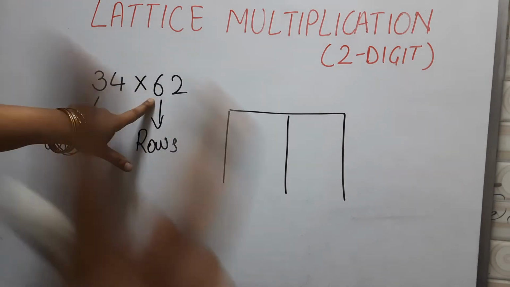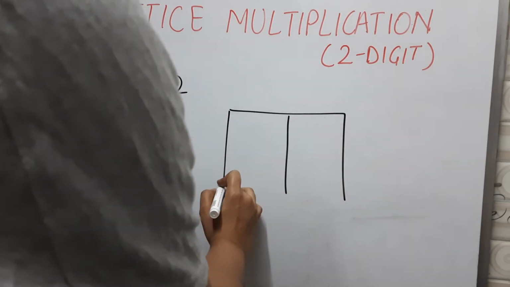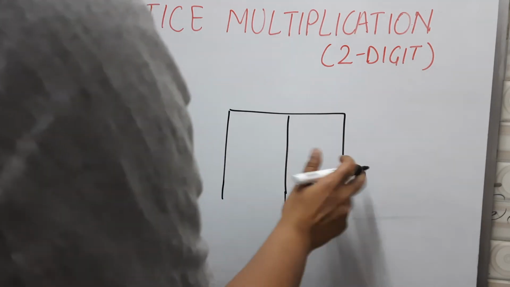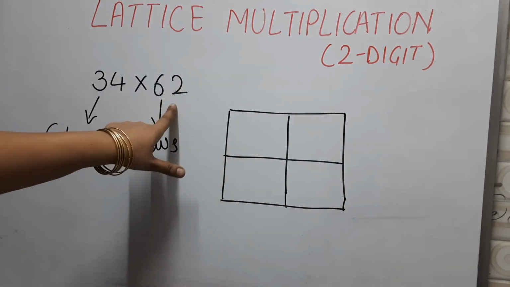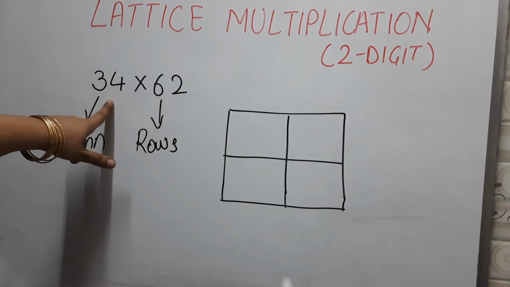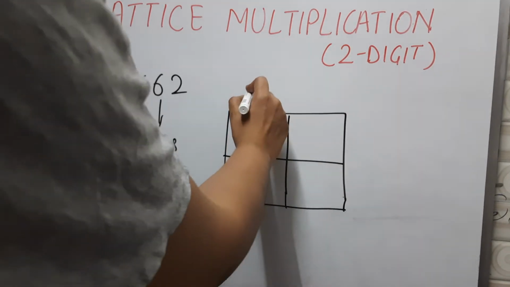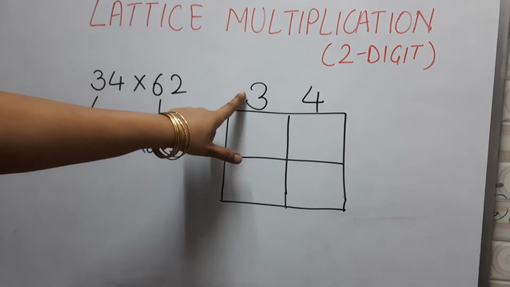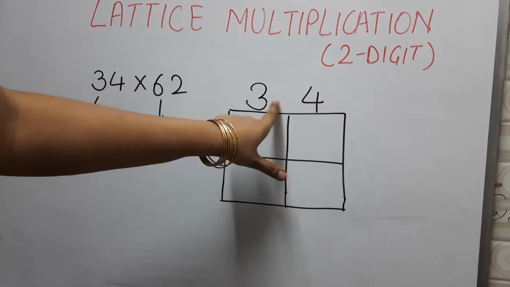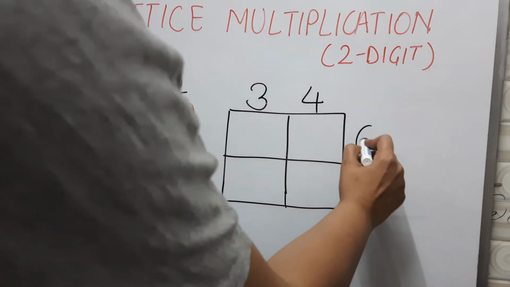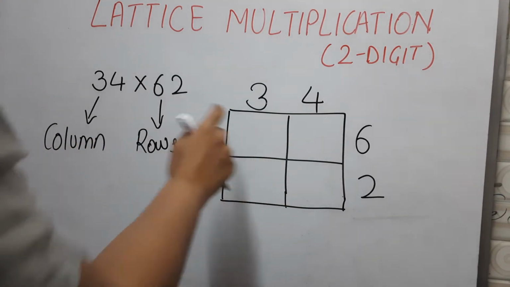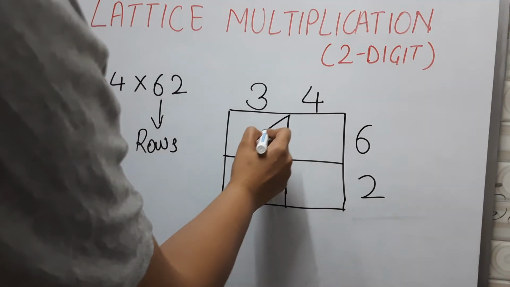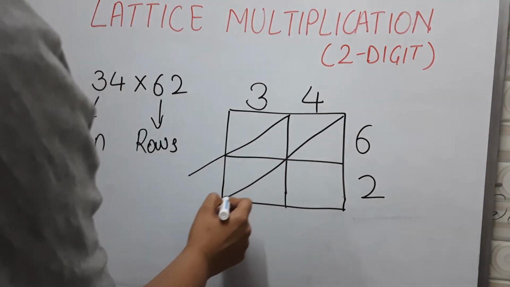Columns are vertical. Now here I have a 2-digit multiplier, so my rows, which are horizontal, are 2 rows according to my multiplier. Now first let us start writing my multiplicand. 34. Since it represents the column, 34 I have written over here, and 62 for rows, 6 and 2 over here. Now before starting multiplying, in lattice multiplication we have to draw these slanting lines.